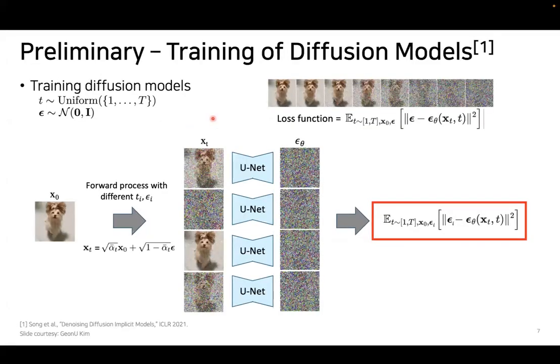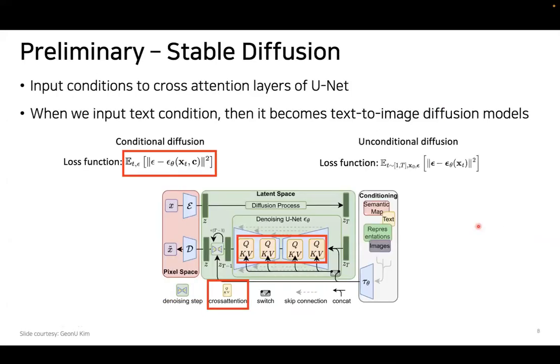So this slide is from Gon Kim, thanks to Gon Kim. Okay, so actually training of diffusion models has some details, but we do not have to understand the details, just look at this red box. This red box means the training objective, and this is epsilon, which we want to predict, and this is epsilon theta, which is our model's prediction. So this is all. Move on to Stable Diffusion.